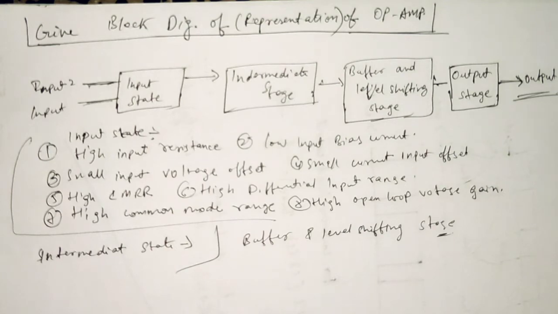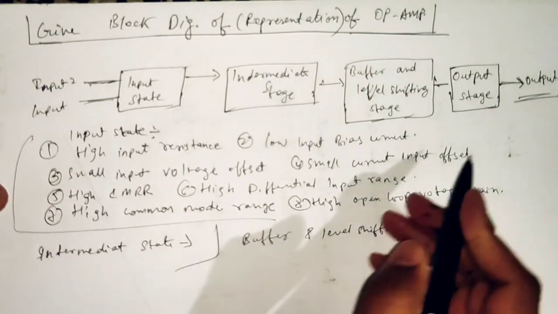The main purpose of the buffer and level shifting stage is to shift the output DC level towards the ground with minimum change in the AC signal. This also satisfies the requirement that its output should have a quiescent voltage level of 0 for 0 input signal. So here was a full description of the buffer and level shifting stage. Now let's talk about the last stage, the output stage.